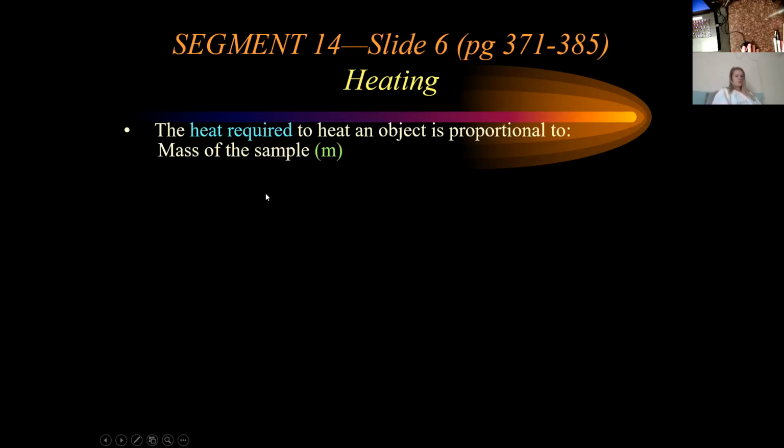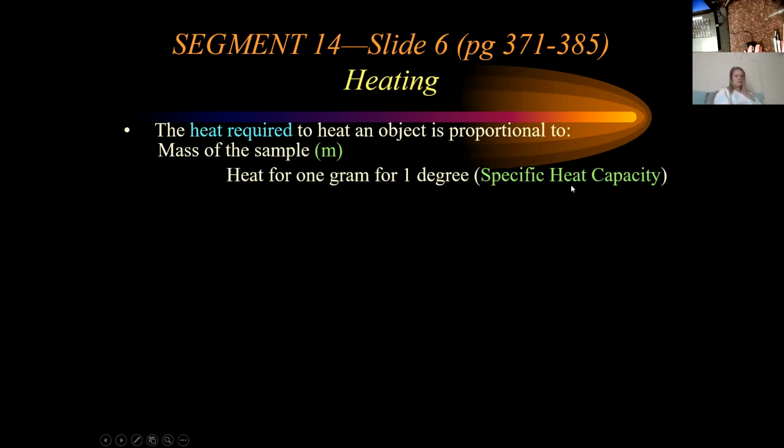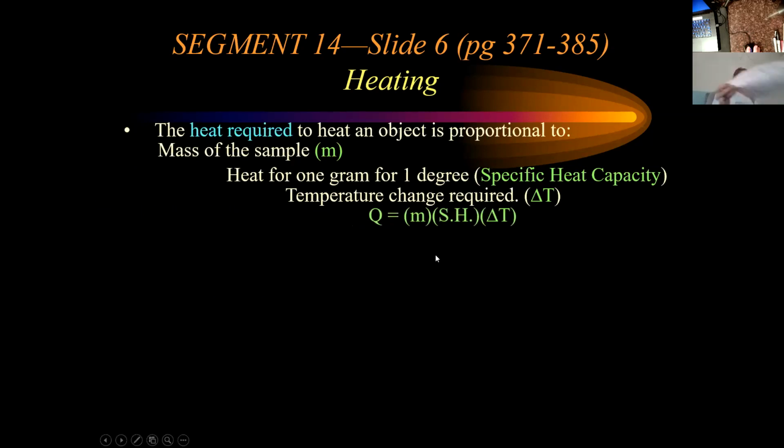Now, heat in a sample depends on how much sample you got. It depends on how much it takes to heat one mass of that sample 1 degree, and it depends on the temperature change. This is all quite logical. The more stuff you've got, the more heat it's going to take. The bigger the heat capacity, the more energy it takes to raise it 1 degree. If you heat it through 5 degrees or 10 degrees, it's going to take twice as much. So this is the relationship we use in the lab to actually calculate heat flow. It's the mass times the specific heat capacity of the system times delta T.